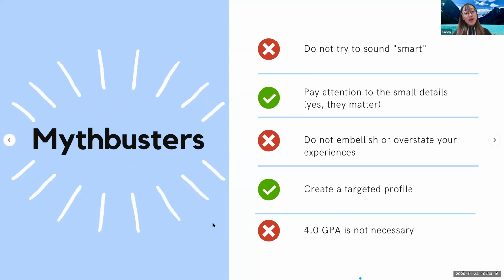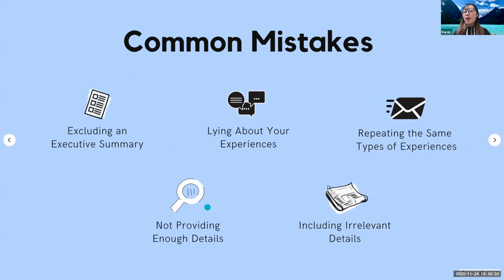So after going into our Mythbusters, we got to cover our common mistakes and went through a couple of those example profiles. So the 5 common mistakes are, number 1, excluding an executive summary. Number 2, lying about your experiences, because remember, honesty is the best and only policy. Number 3, repeating the same types of experiences for different roles. Number 4, not providing enough details. And number 5, including irrelevant or the wrong types of details.